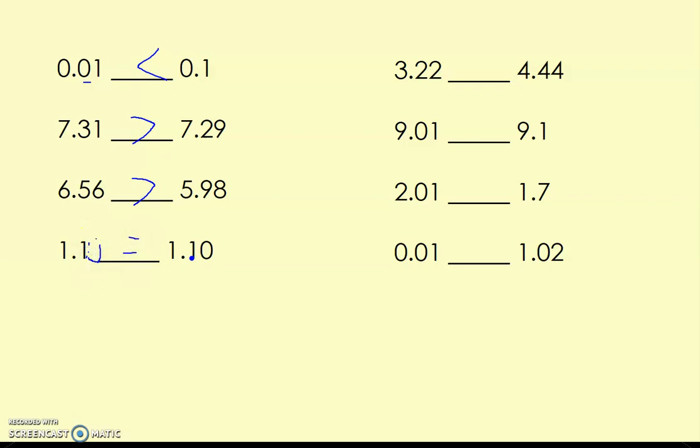My equivalent decimals. 3 ones in the ones place, 4, so that's less than. 9 and 9 in the ones is the same, and then I have 0 in the tenths and 1 in the tenths. So 1/10 is bigger than 100th. 2, 1, greater than. 0, 1, less than. Hopefully you got those all right, and you can move on to the practice comparing decimals.